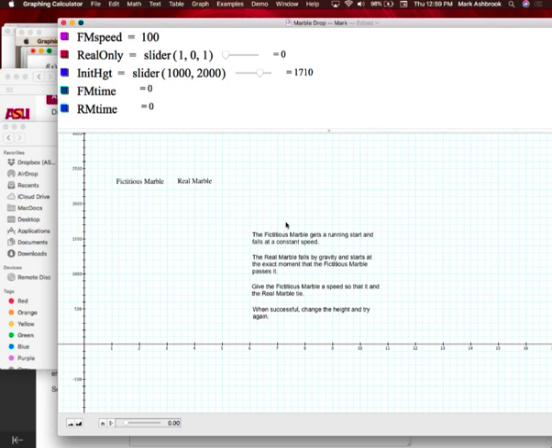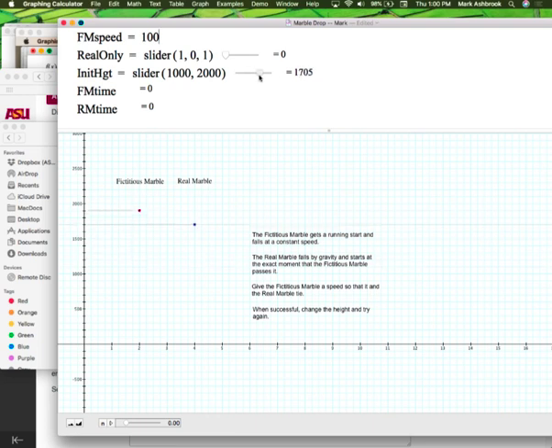All right, so the fictitious marble gets a running start and falls at a constant speed. The real marble falls with gravity and starts the exact moment that the fictitious marble passes it. Give the fictitious marble a speed so that it and the real marble tie, hitting the ground. When successful, change the height and try again. So I'm showing an initial height, so you can change the height.